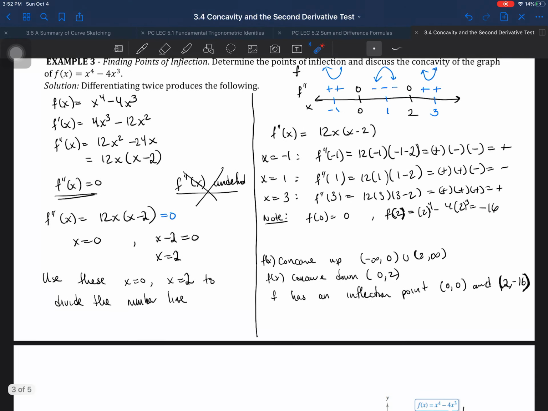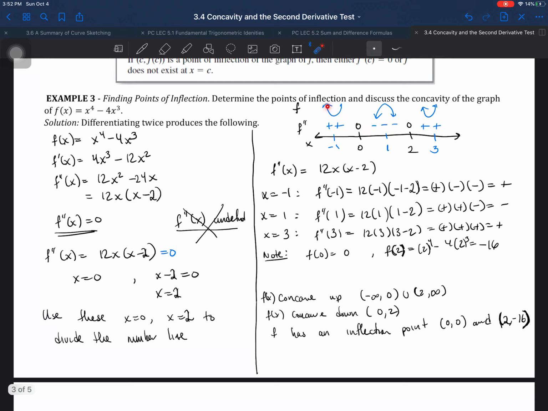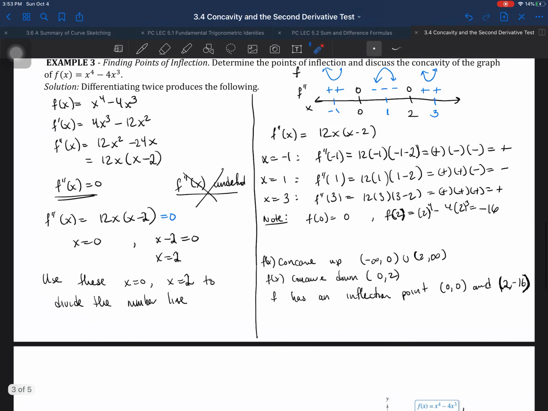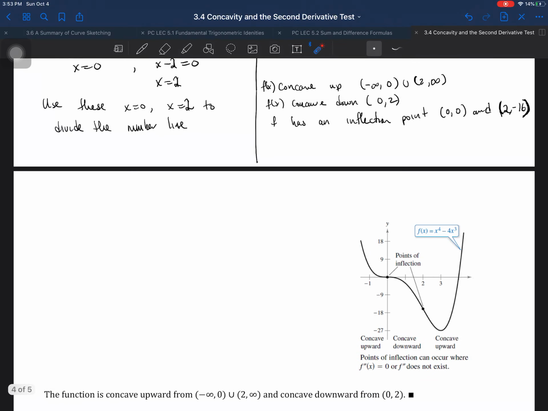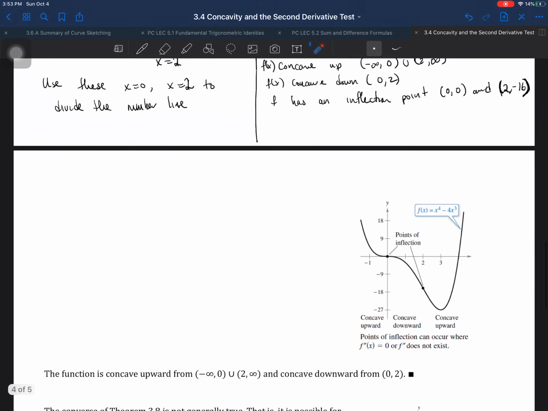These are inflection points because we do have a change of concavity. We went from concave up to concave down. So that means that this is an inflection point at (0, 0). And this is an inflection point because we also changed concavity from concave down to concave up. So (2, negative 16) is the other inflection point. And you guys can kind of see here, right? Concave up, change in concavity at the inflection point, concave down. Change at the inflection point, concave up. And there you go, right?